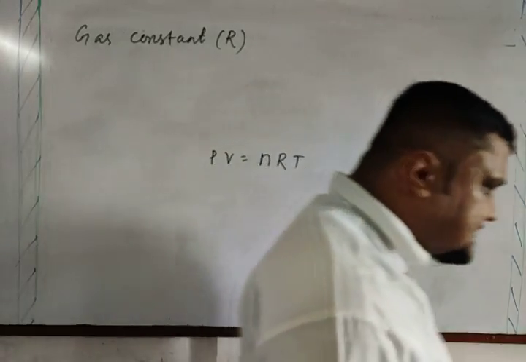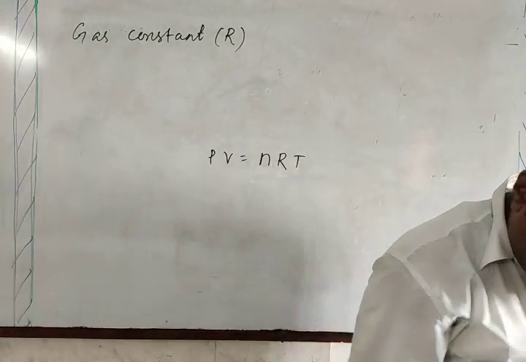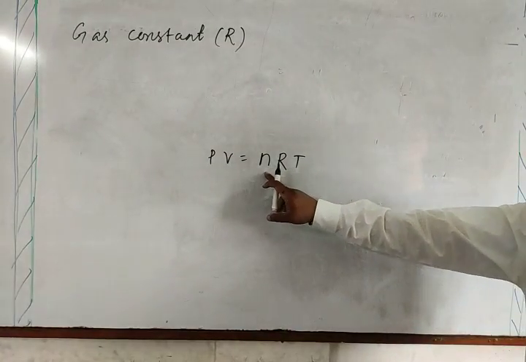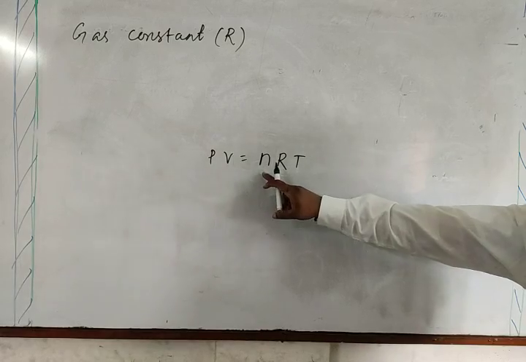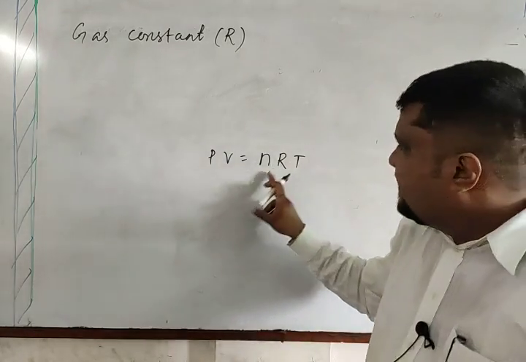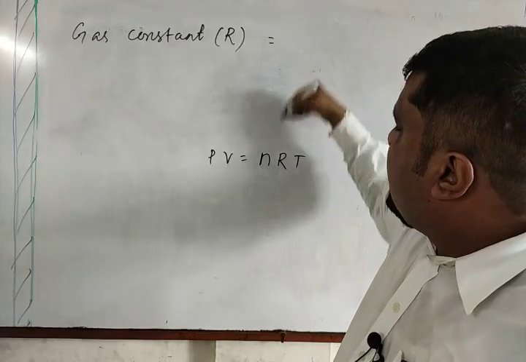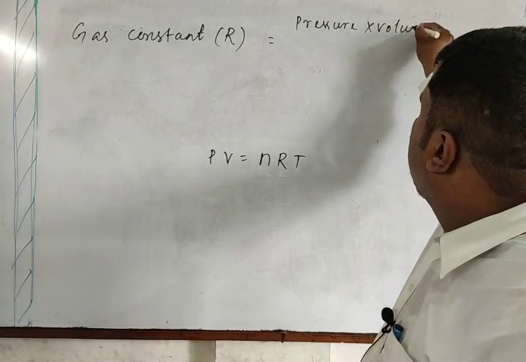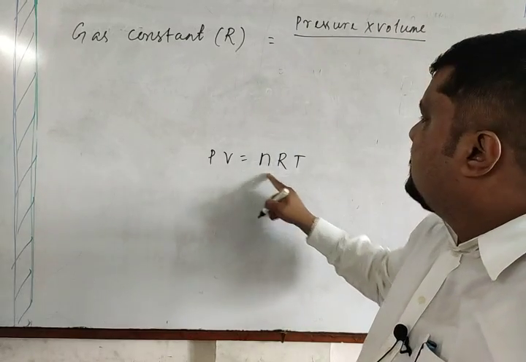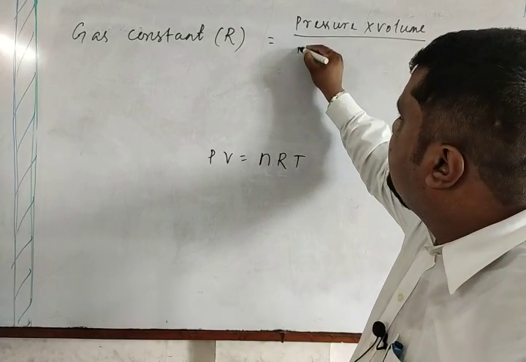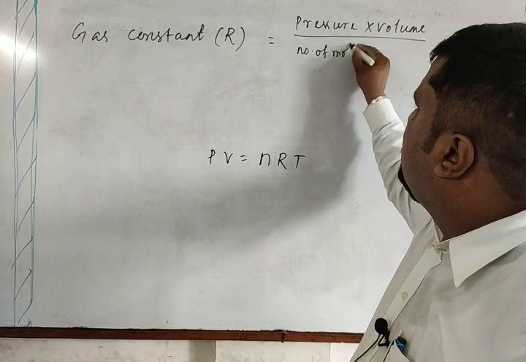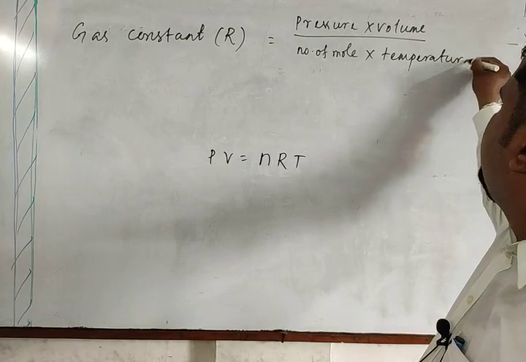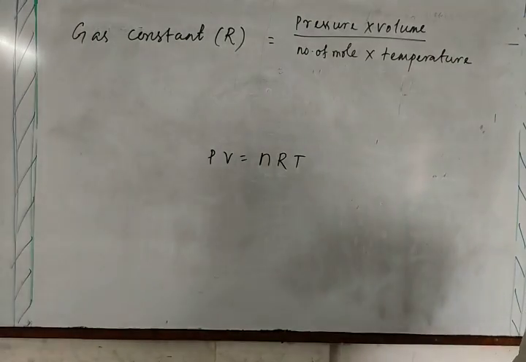When a gas is said to be ideal, it follows this equation: pressure into volume should be equal to number of moles of the substance and gas constant into T. So from here you will find R is equal to pressure into volume divided by number of moles, n, into temperature. So this is the formula for gas constant.